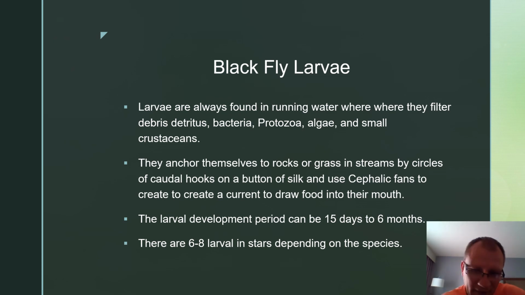The larval development period can be 15 days to 6 months in black fly larvae. There are 6 to 8 larval instars depending on the species of black fly larva.